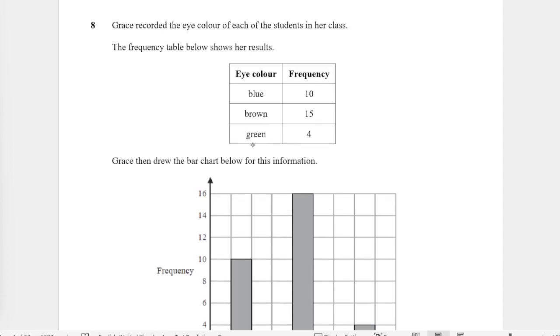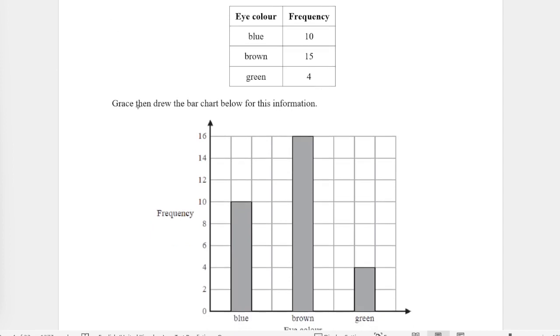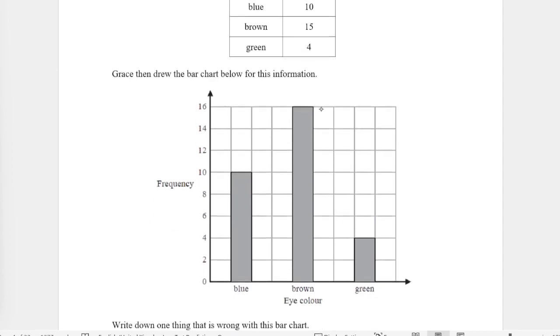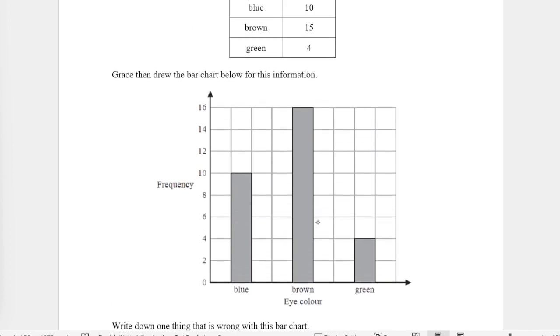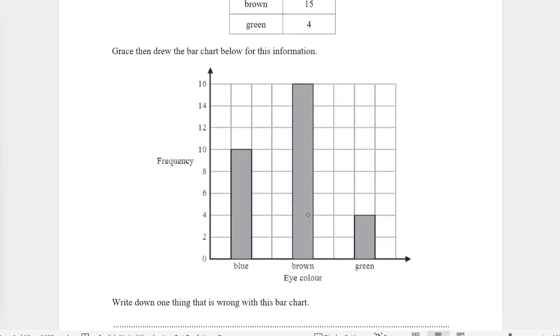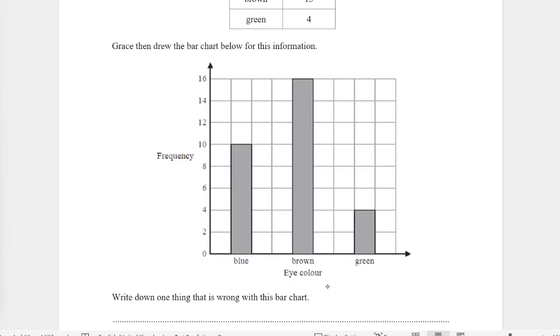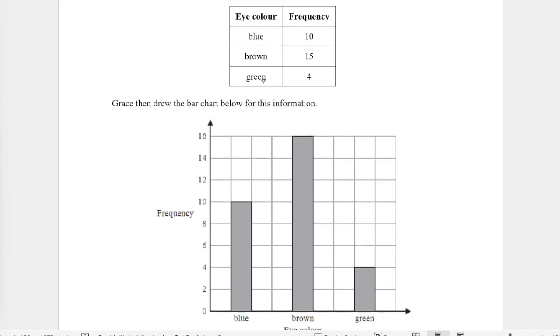Okay, question 8. Grace records the eye colours of each student in her class. The frequency table shows her results. Grace then drew the bar chart of this information. Write down one thing that is wrong with the bar chart. So let's check out the axes. Blue, brown, green, labelled as eye colour. Frequency 0, 2, 4, 6, 8, 10, 12, 14, 16. So no issues there.